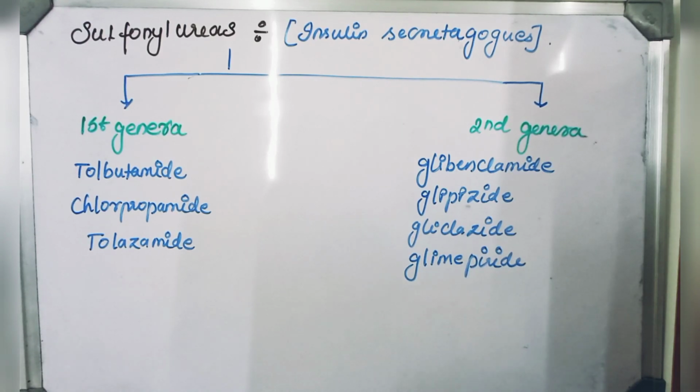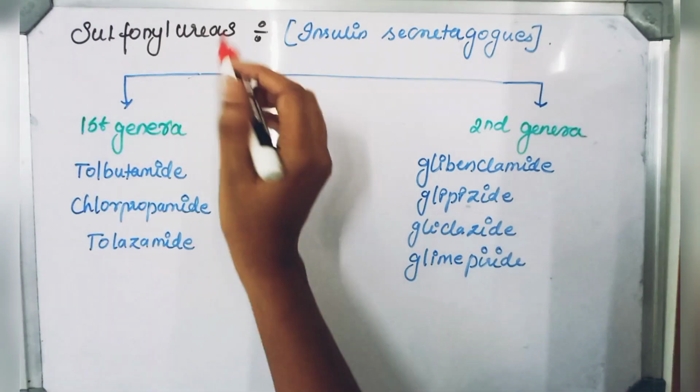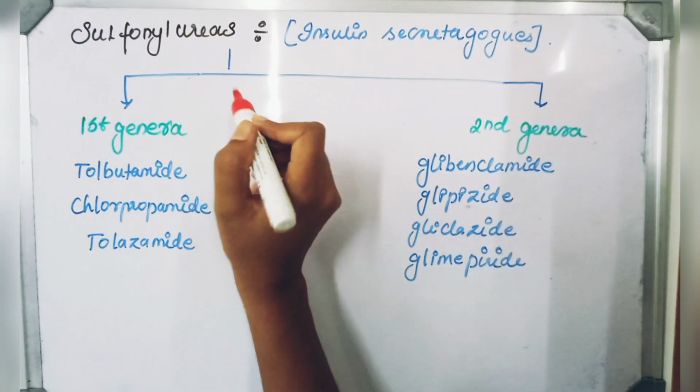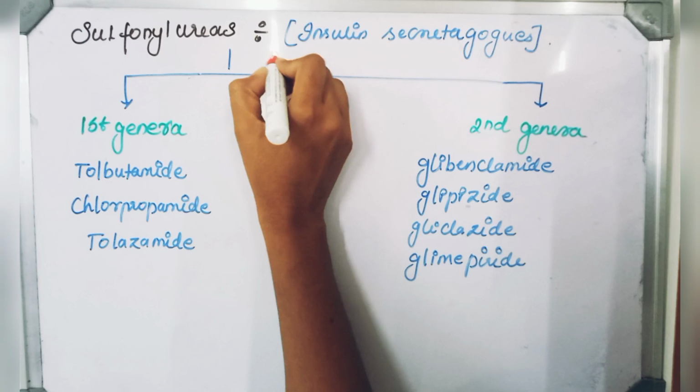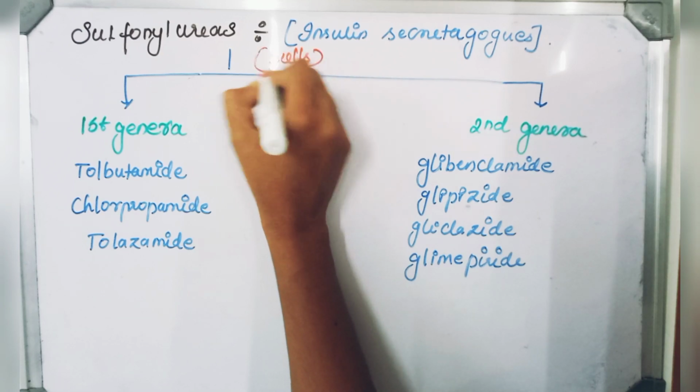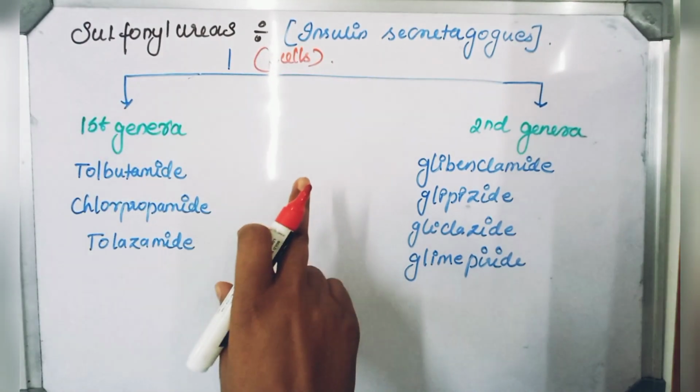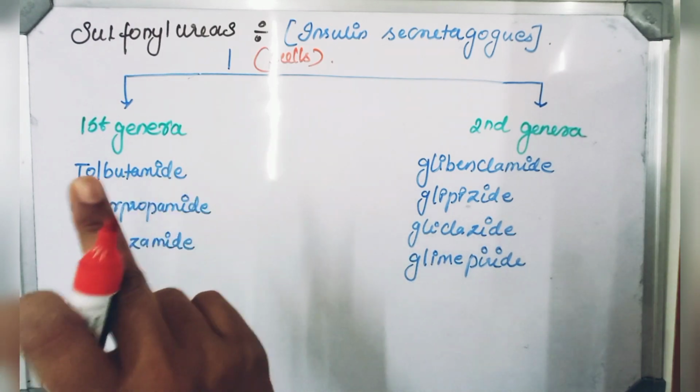Today we discuss sulfonylureas, one of the most important oral hypoglycemic agents. Something special about this drug is that its mechanism of action acts upon beta cells. From this itself, we can conclude that this drug is specified only for diabetes.